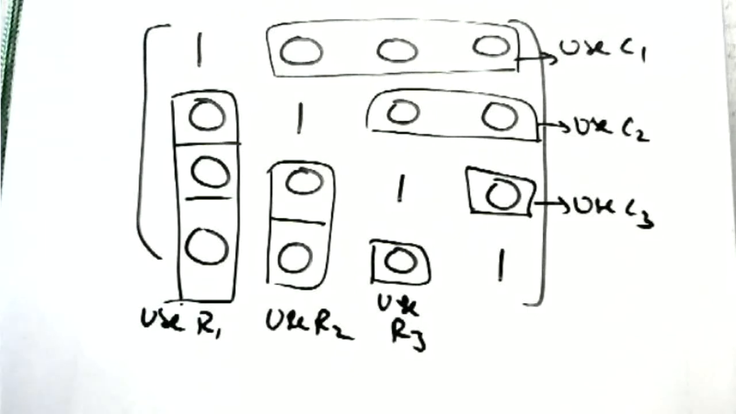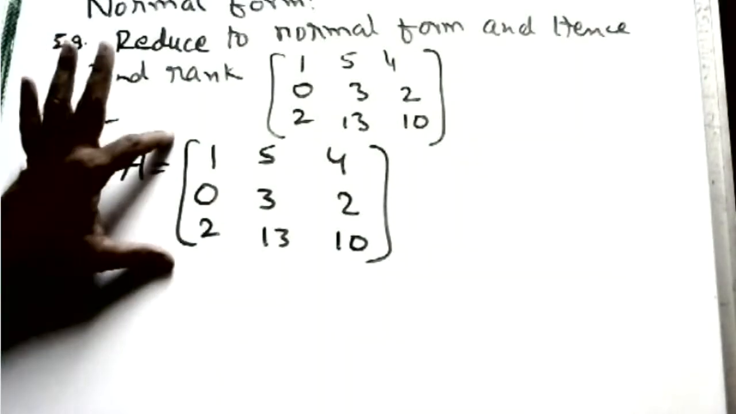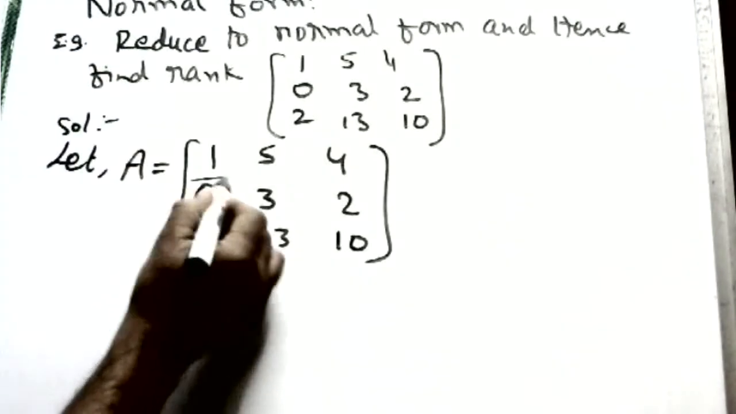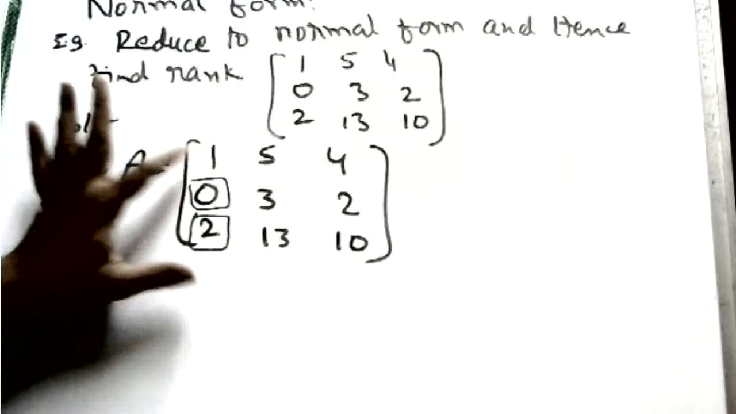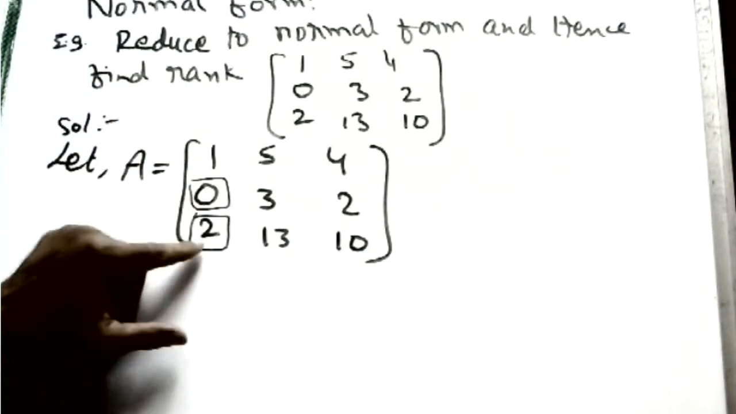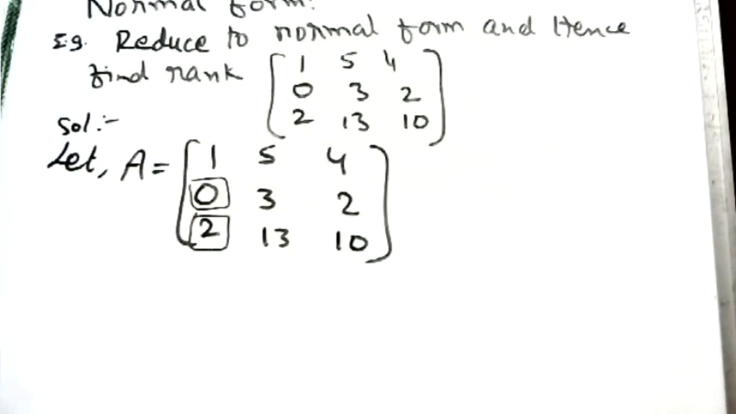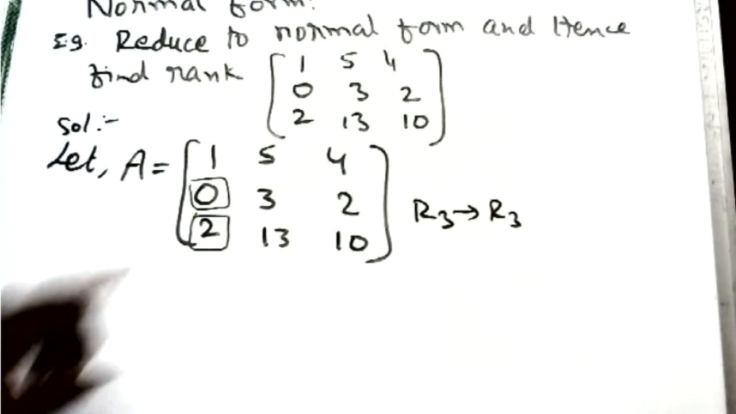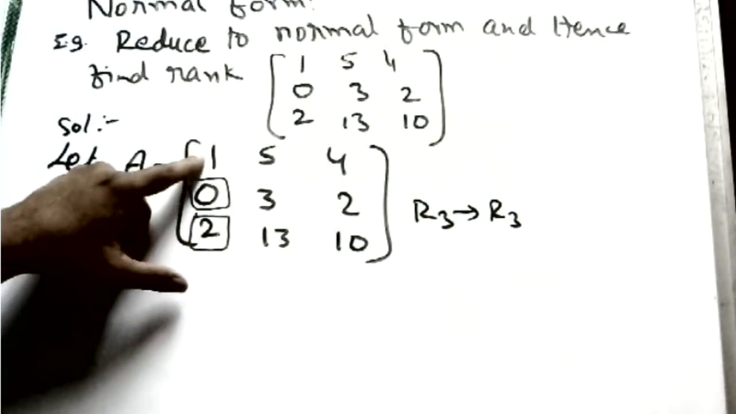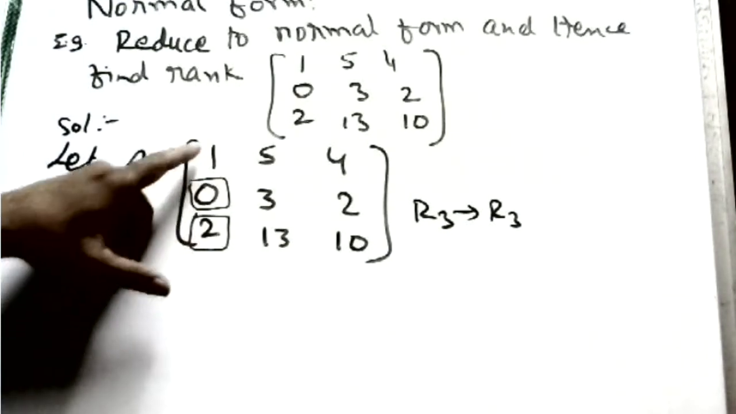Now let me practically do 2 examples of this. Let me start with one 3 by 3 example. See here. In the first step, we have to make this 0 and this 0 using R1. Now it is already 0 here. Let me make this 0. This is R3, therefore we write R3 implies R3. This is 2, no? So we have to make this also 2. So multiply this with 2.